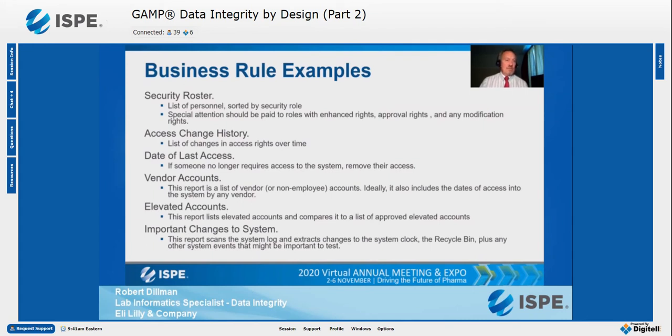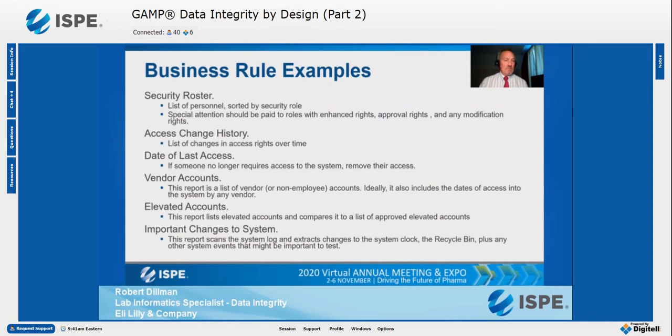Access change history: a list of changes in access rights over time, in case somebody's doing something inappropriate, like popping somebody into an admin role so they can do things and then popping them back out. Look for those kinds of things. Date of last access: if someone no longer requires access to the system, you need to remove their access so they can't get back into the system and do anything they shouldn't be doing.